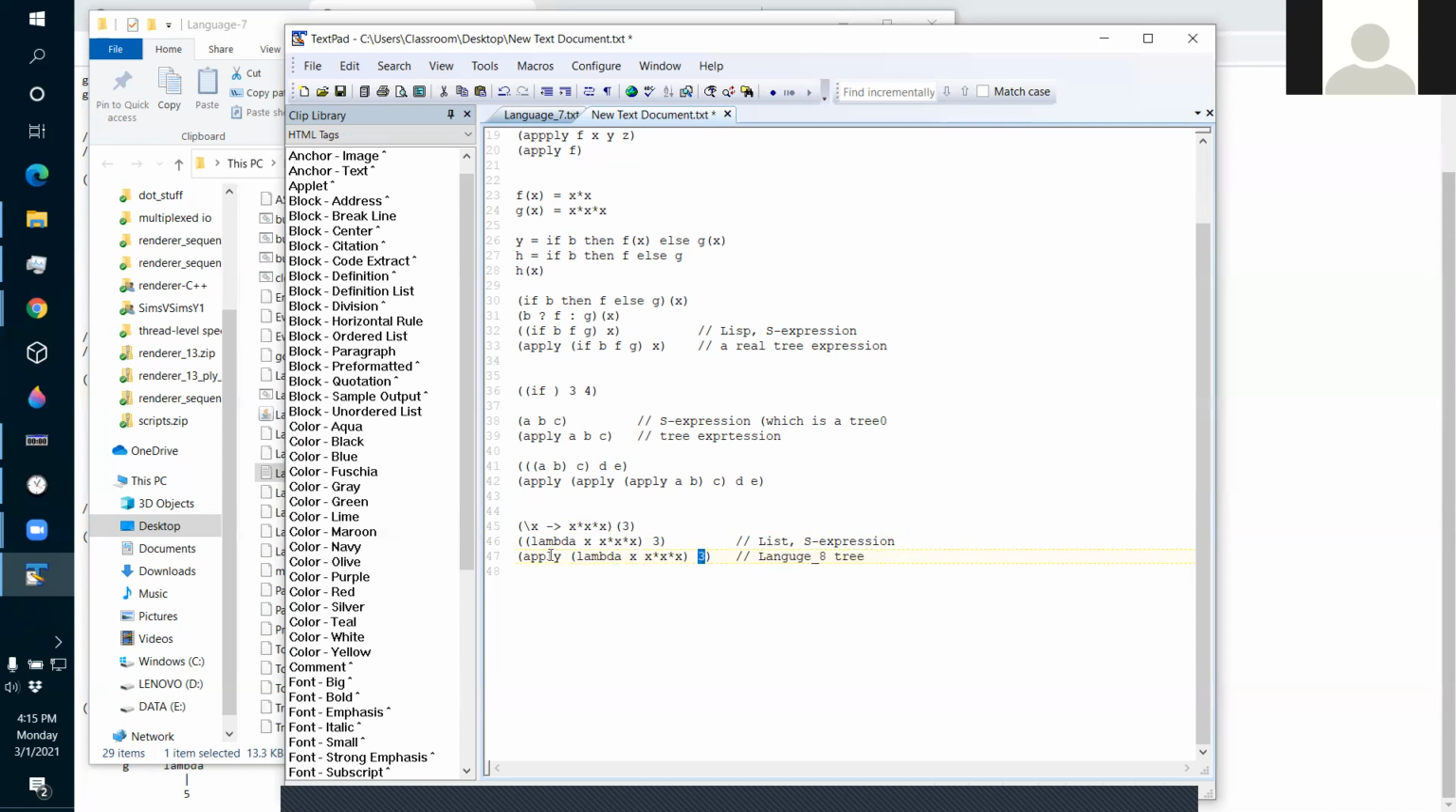Notice the function never gets a name. We know it's the cubing function, but it's not actually named anything here. It's called an anonymous lambda expression. So in the abstract sense, this is referred to as an anonymous lambda expression.